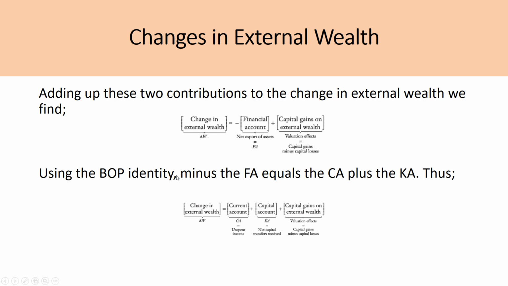Using the BOP identity, minus the financial account also equals the current account plus the capital account. So in our example, we can replace negative the financial account with the capital account plus the current account. In this case, with the three transactions, we had a negative $100,000 current account balance, and you can see that external wealth fell by $100,000. This all ties together.